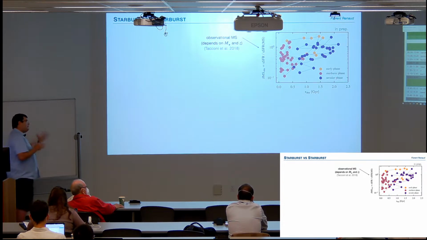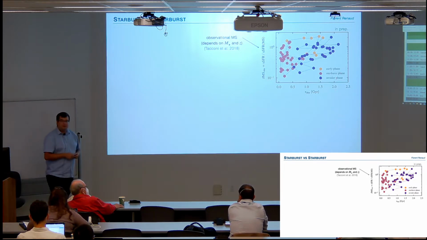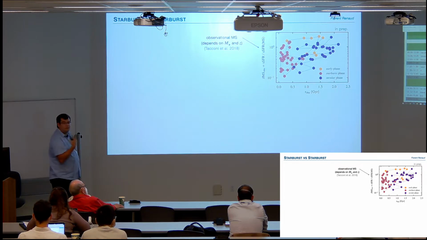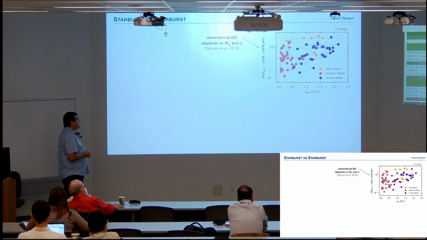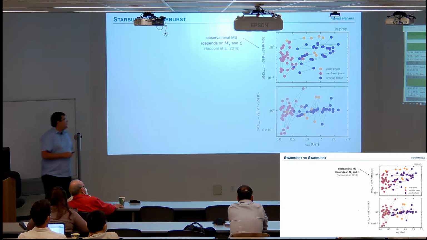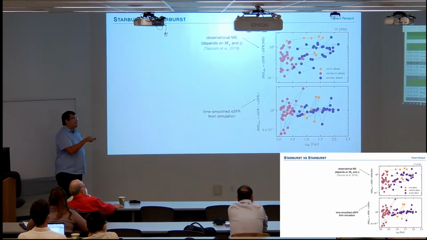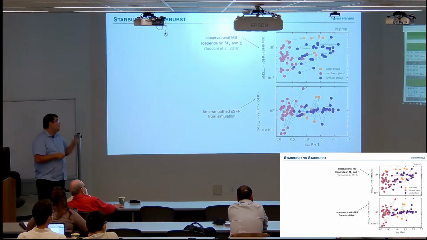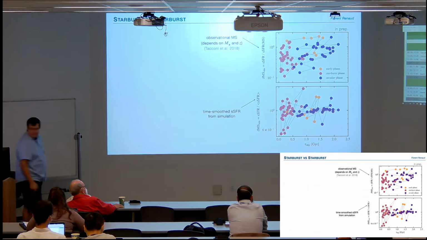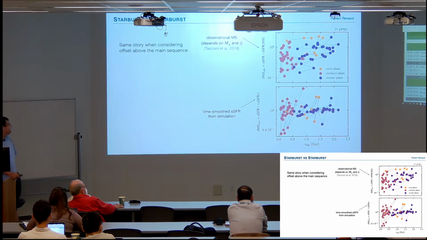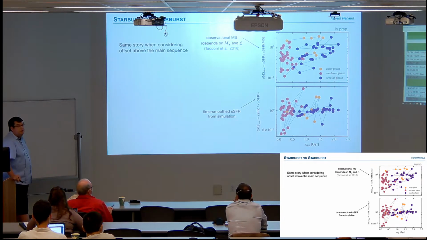So at this point you might say, yeah, okay, but that's because your simulation is not reproducing galaxies on the main sequence, and this definition is not appropriate for the simulation. Fine. Here I show the normalization by the main sequence, main sequence in quotes, that I would use from the simulations, which is basically just smoothing out the star formation history, removing the peaks. And you see again that it's a mess. So we have the same story here when considering the offset above the main sequence: no correlation with the depletion time.